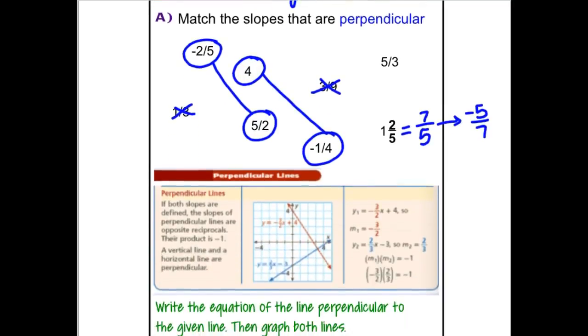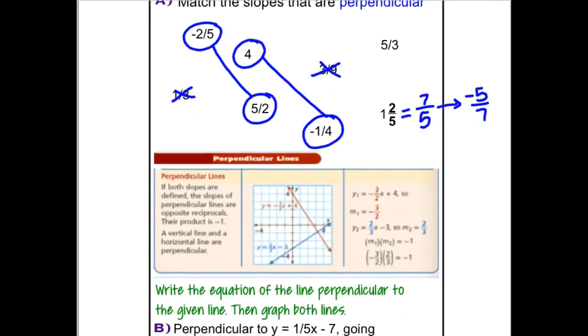So basically when we talk about perpendicular lines, if we have a vertical line, its perpendicular line is going to be horizontal and horizontal is going to be vertical. So that means if you're given y equals, say, 4 through a certain point, the perpendicular line is going to be x equals something through the x coordinate of the point you're given, and vice versa.